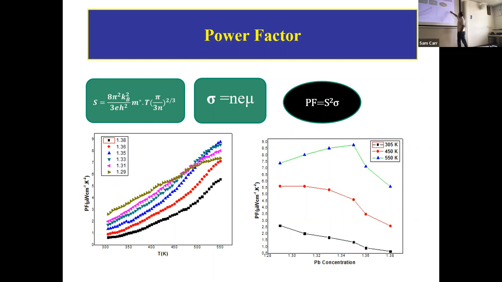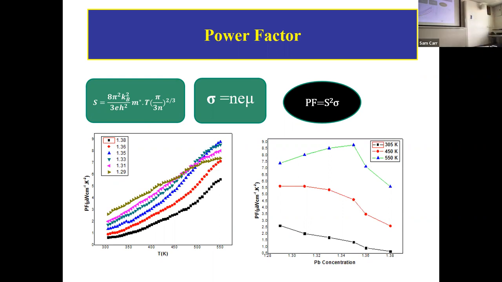At different temperatures, these are the values expected from this. So the blue one is 550. At 550, if we increase the chemical pressure or the lead concentration or change the spin dynamics somehow, up to this concentration, 1.36, it is increasing. So it means we don't need to go for this particular sample again beyond this percentage.